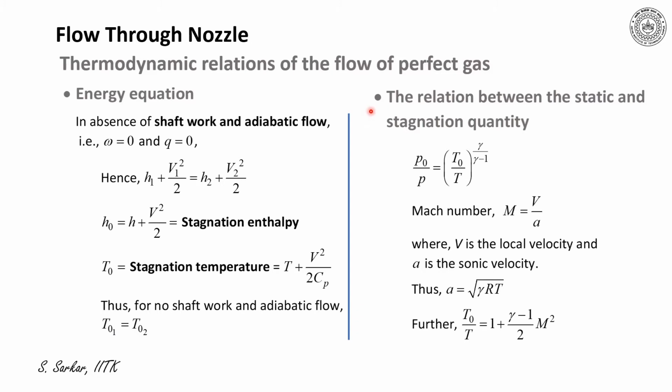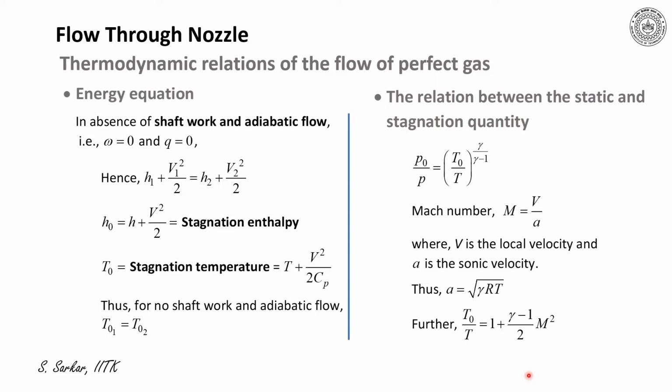Further, I've stated here the relation between the static and stagnation quantities, which can be expressed as P0 divided by P is equal to (T0 by T) to the power gamma by gamma minus 1. The Mach number at a point, M, I can define as V divided by A, where V is the local velocity and A is the local sonic velocity, given by root over gamma RT. Thus I can say T0 by T is equal to 1 plus gamma minus 1 by 2 M squared.